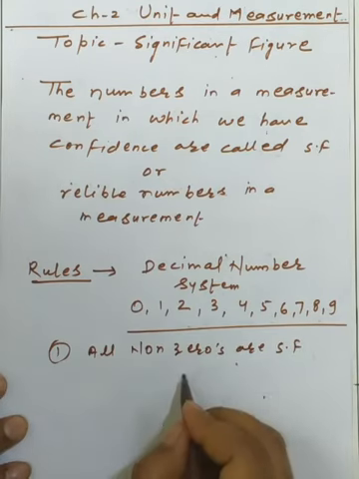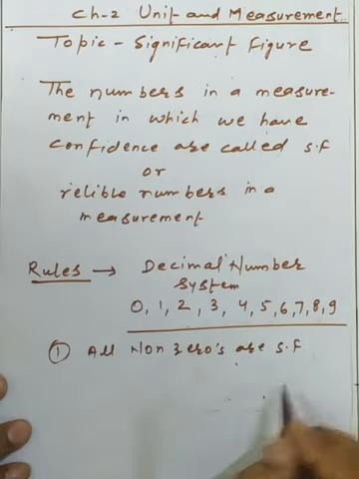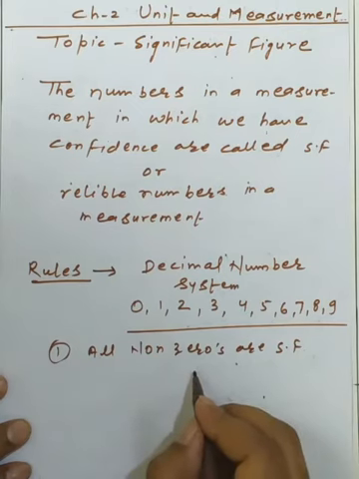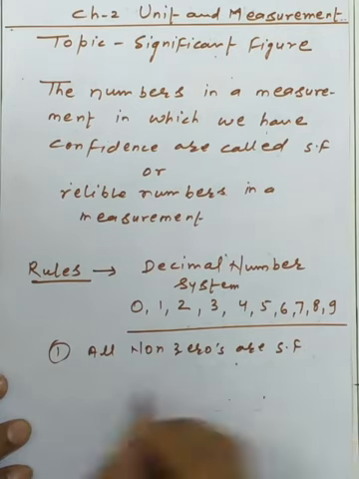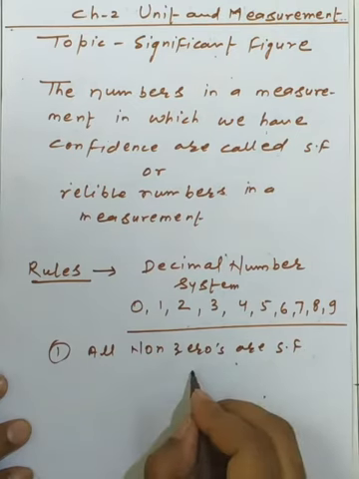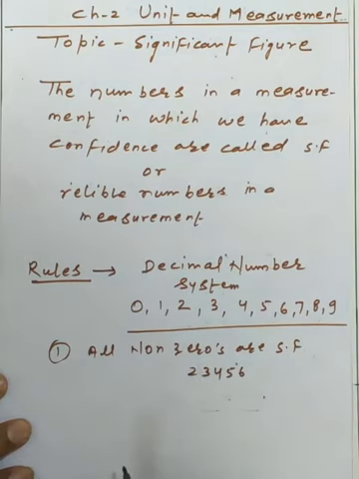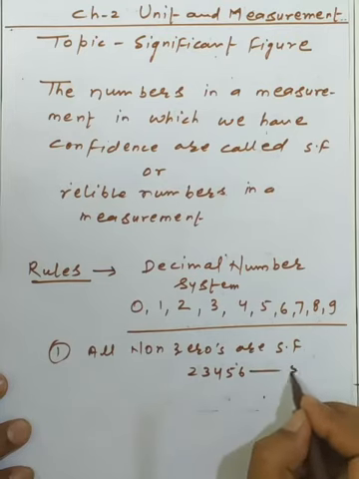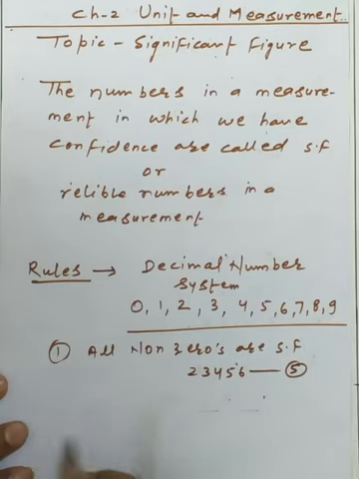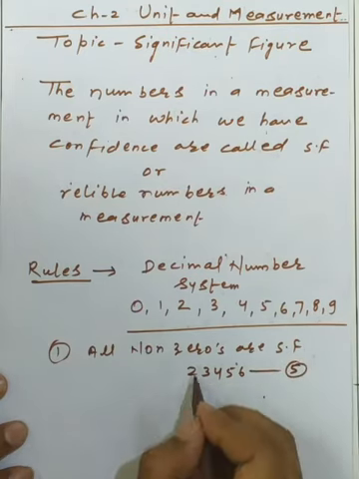Whenever we get a number, I am taking some examples in front of you, so you can easily understand what I am saying. I am using numbers like 2, 3, 4, 5, 6. If someone asks how many SFs there are, we can easily identify them. There are 5 SF in the given measurement.